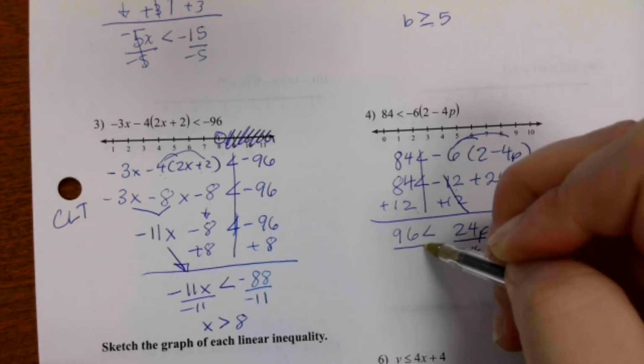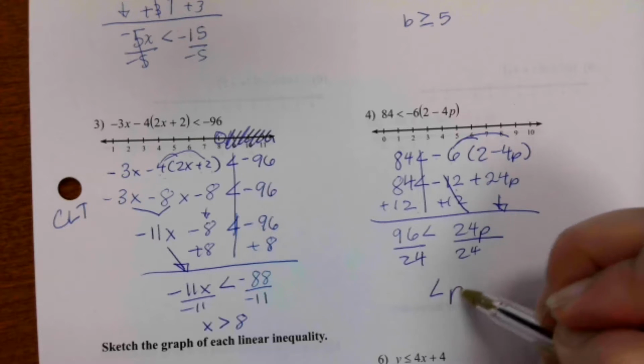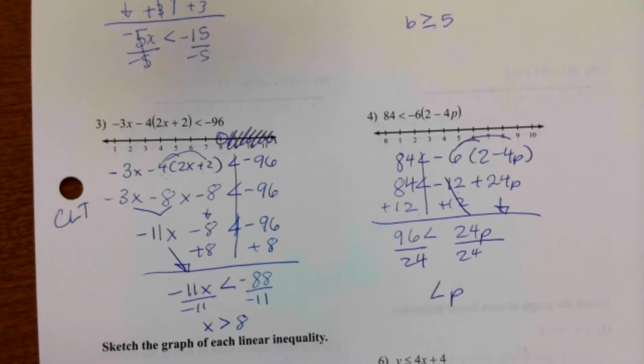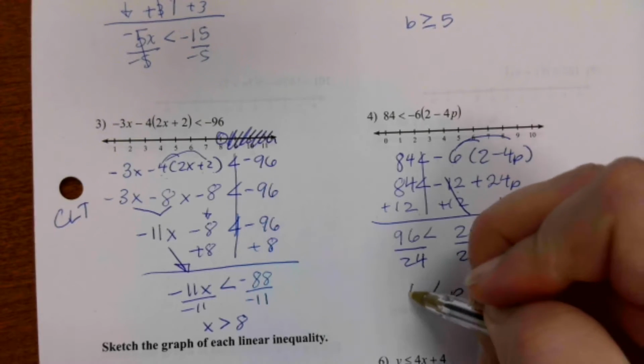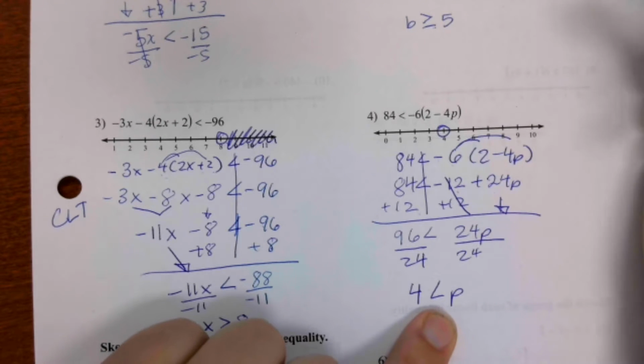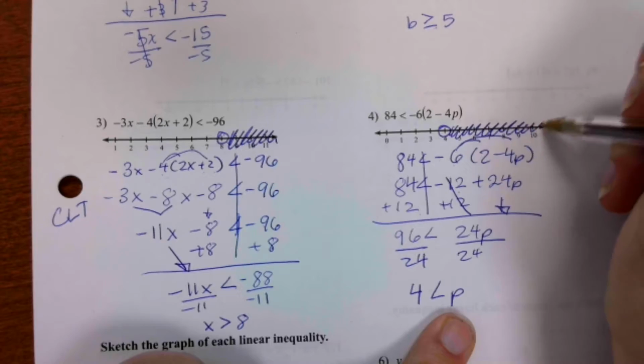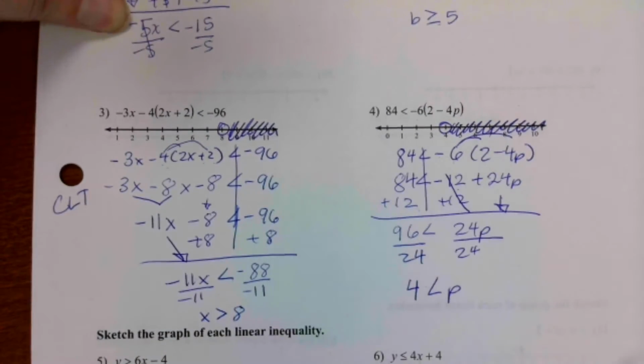Divide by 24. I'm dividing by a positive, so the sign doesn't change. Just using my calculator, 96 divided by 24 is positive 4. Open circle, because there's no equal to, and this is bigger than, the x is bigger, because the mouth is facing that way, and we're done.